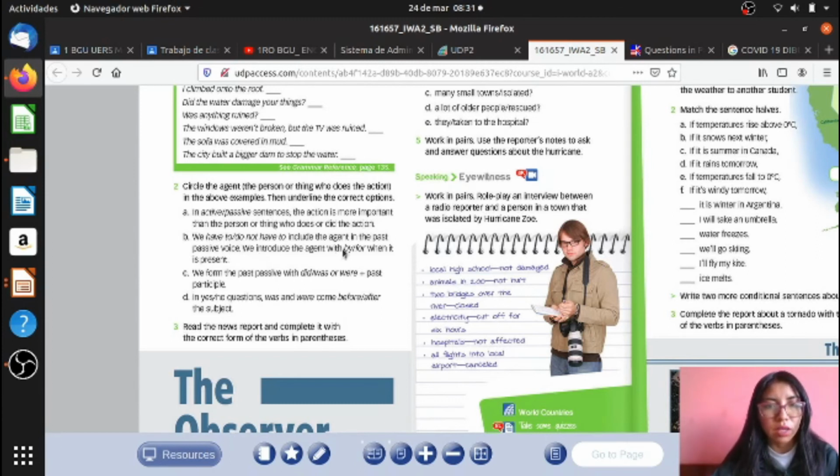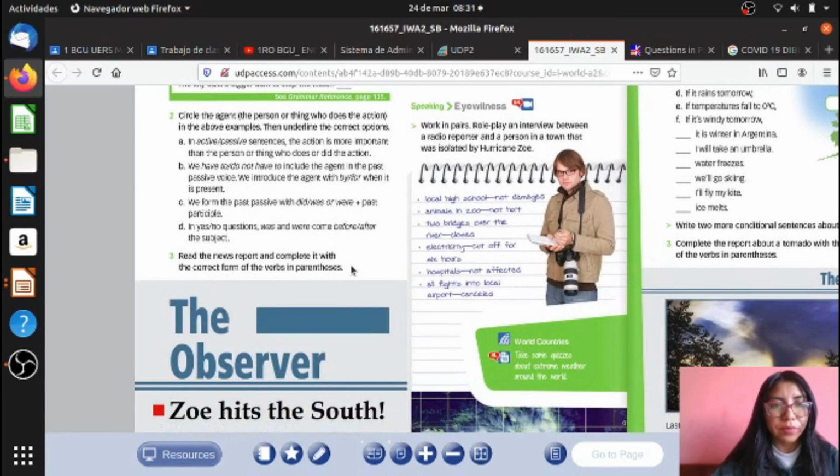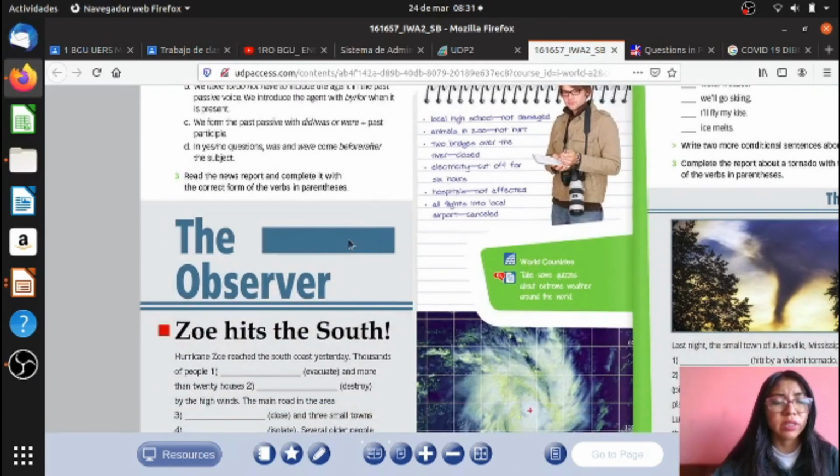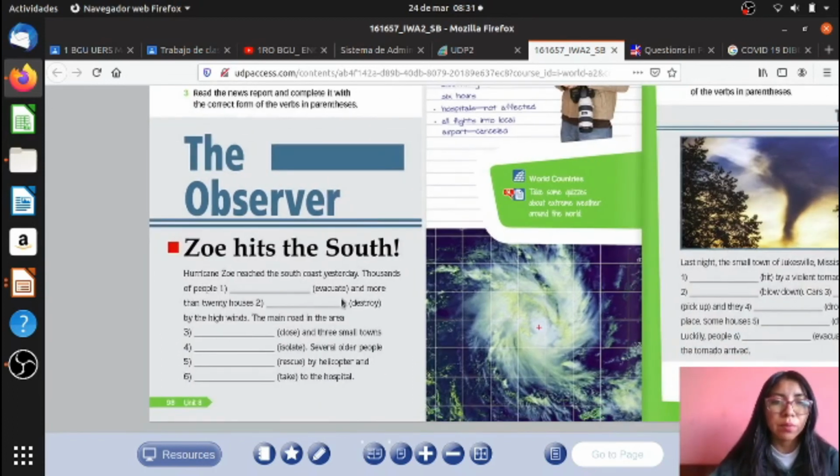Here, here, here, and here. Okay, we are going to go with exercise number 3. Read the news report and complete it with the correct form of the verbs in parentheses. In this case, you have to complete with passive voice. Remember, you have to pay attention to the subject because it indicates if you have to use was and were, and the verb in past participle. And you have to do the same in all of the exercises.